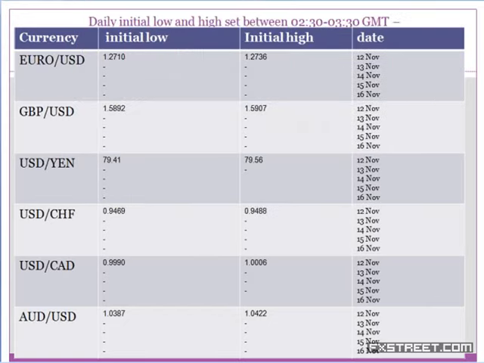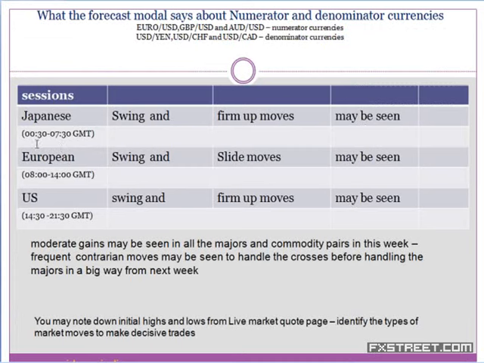Then expected market moves for today. Swing and firm up moves are expected during the Japanese session. Now we need to note down the session timings after the daylight saving system is off in Europe and US. The session timings are as follows: 0030 to 7:30 GMT is the Japanese session, 7:30 to 8 GMT is the gap time, then 8 to 14 GMT is the European session, 14 to 14:30 GMT is the gap time, then 14:30 to 21:30 is the US session, 21:30 to next day 0030 GMT is the gap time before the start of the Japanese session.